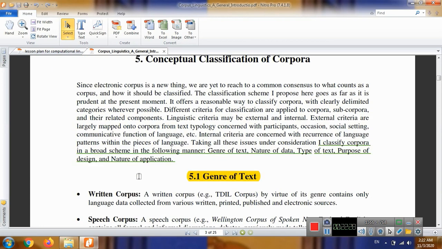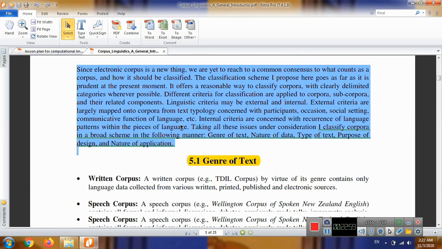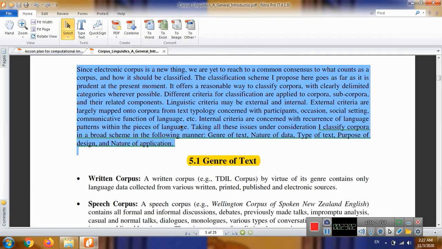Conceptual classification of corpora. Since electronic corpus is a new thing, we are yet to reach a common consensus on what counts as a corpus and how it should be classified. The classification scheme I propose here goes as far as it is prudent at the present moment. It offers a reasonable way to classify corpora with clearly delimited categories wherever possible. Different criteria for classification are applied to corpora, subcorpora, and their related components.